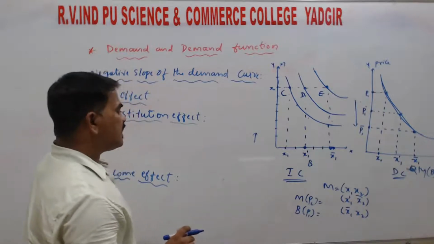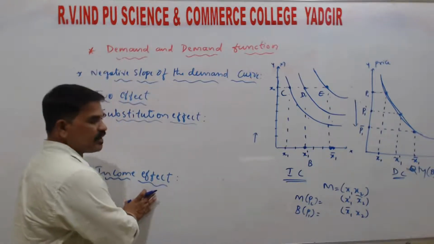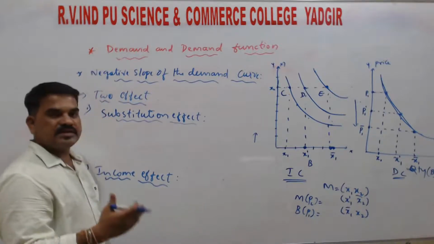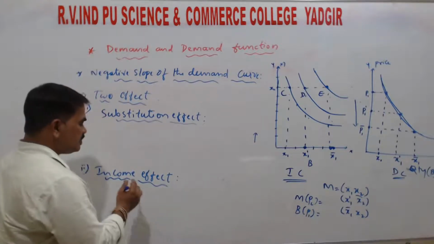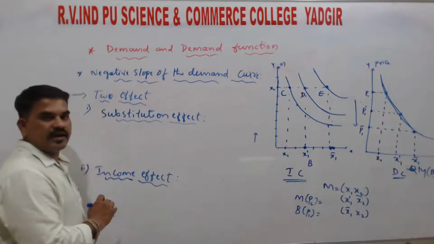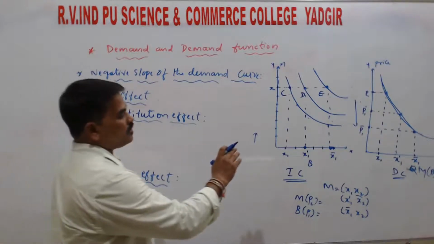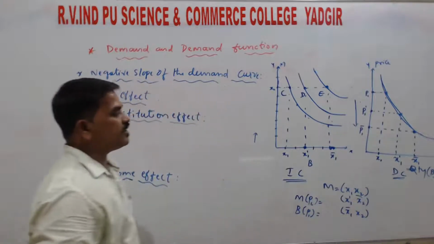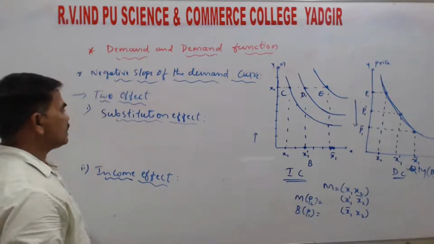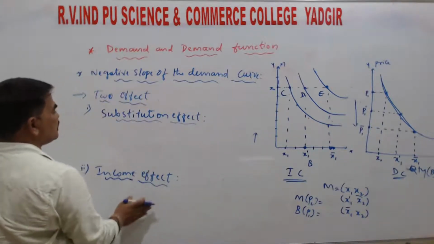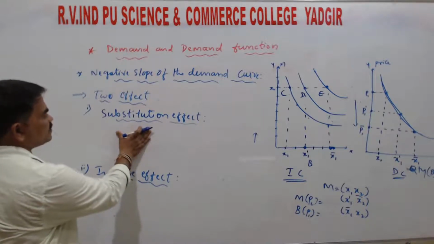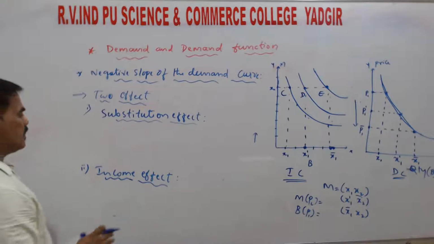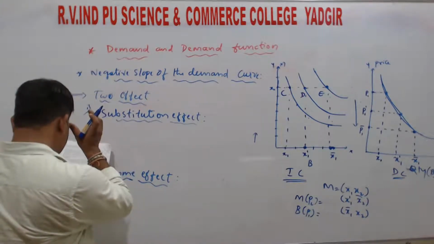So that is what we call the income effect. When there is a price reduction, his purchasing power increases. That is the income effect, because of this negative nature of the demand curve. So we can mention that in this way. There are two effects: one is the substitution effect and the second one is the income effect. So I'll write it here.